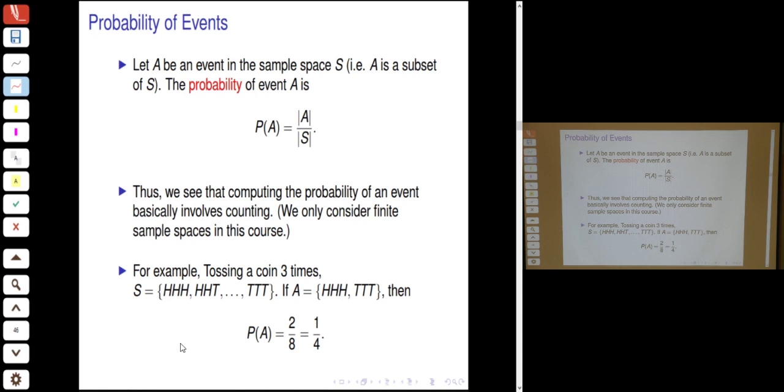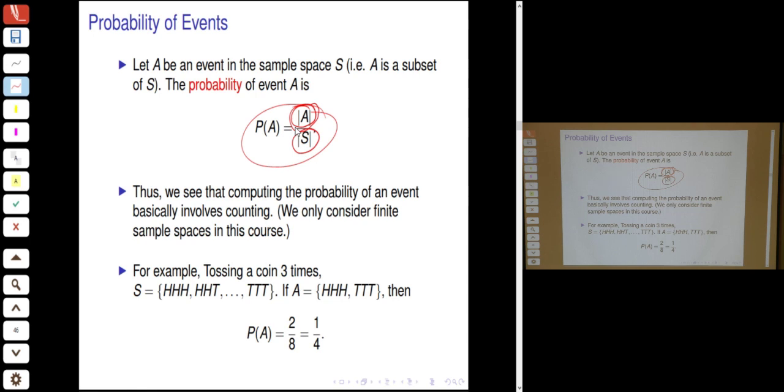Let A be an event in the sample space S, that is, A is a subset of S. The probability of the event A is the cardinality of A divided by the cardinality of S. So you look at the event A as a subset of the sample space, and the probability of A is just the size of the subset A divided by the size of the sample space. It's the total number of outcomes which favor the event A divided by the total number of all possible outcomes. Okay, so that's the probability of event A.